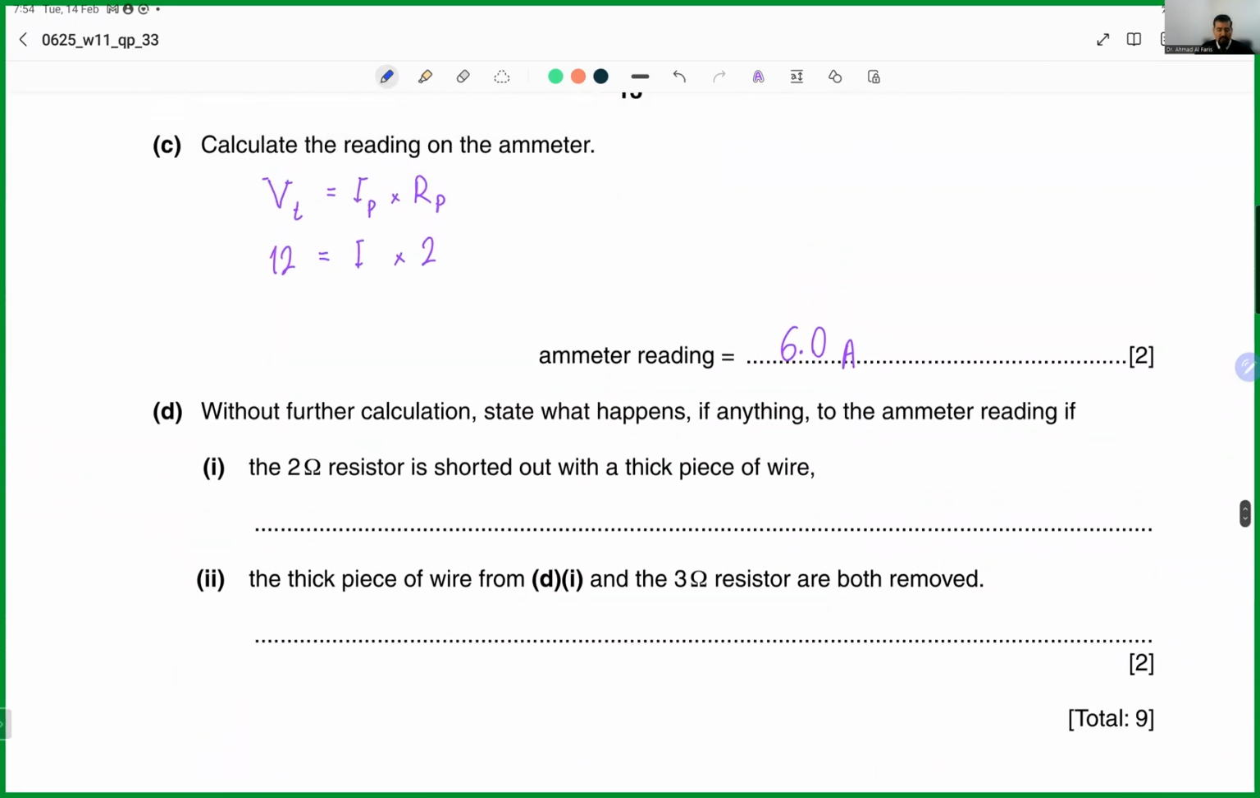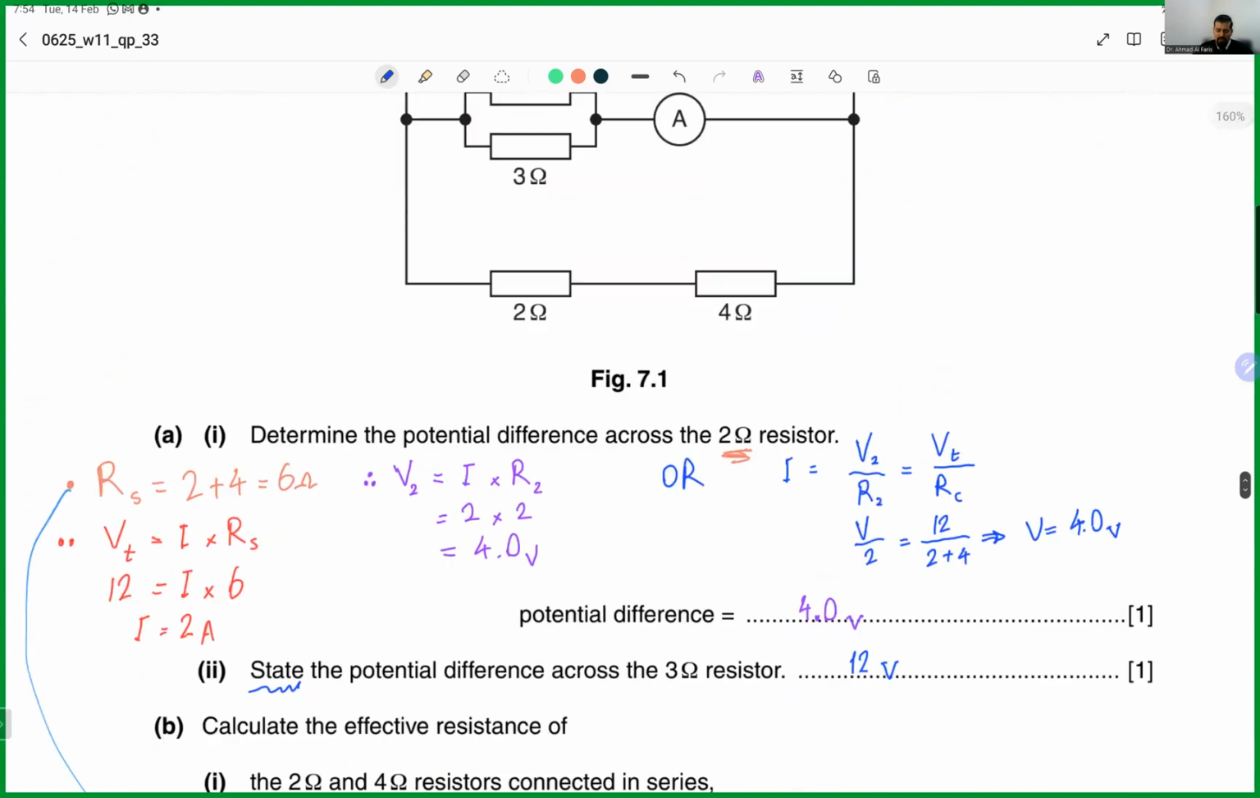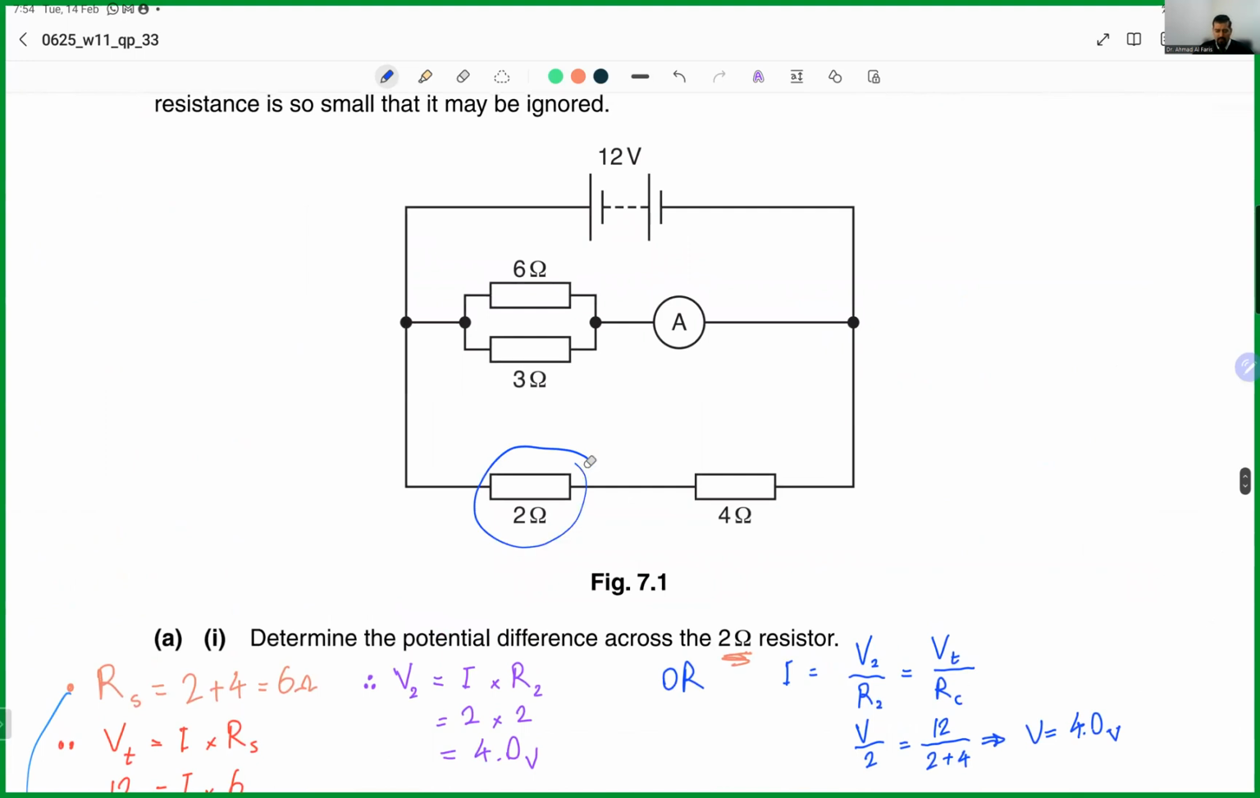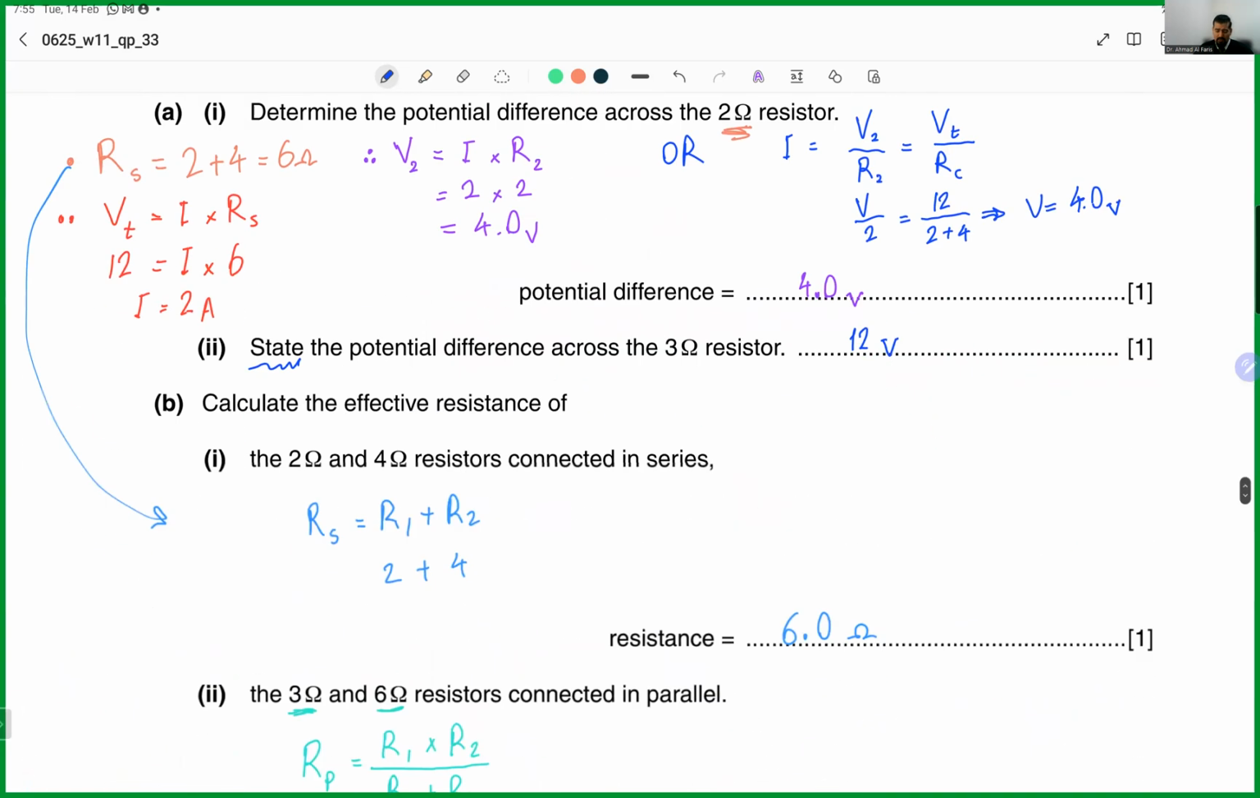Last part, D: without further calculations, state what will happen, if anything, to the ammeter reading if the 2-ohm resistor is shorted out with a thick piece of wire. If we replace the 2-ohm resistor with a wire, so there's no resistance anymore, this will not affect the reading of the current, because the current will only be affected by the combined resistance of this joint circuit from here to here. So no effect.